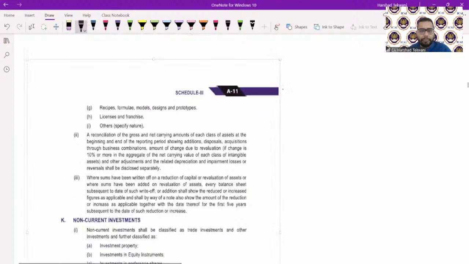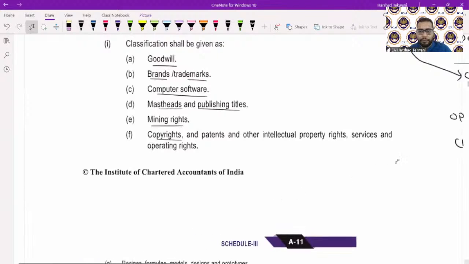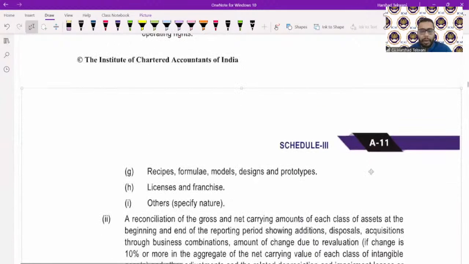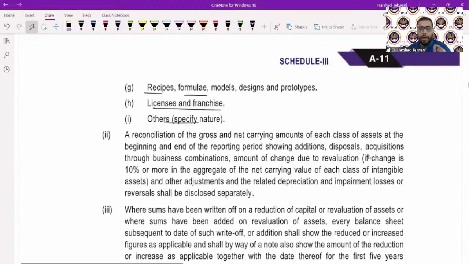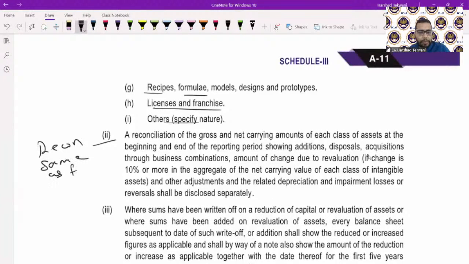Then recipes, formulas, license and franchisees and others. Same way, like we saw a reconciliation of the gross and carrying amount of fixed asset, same way you are required to give a gross and carrying amount reconciliation for the intangibles also. So reconciliation same as, I'll not write fixed asset, I'll write PPE, property, plant and equipment.